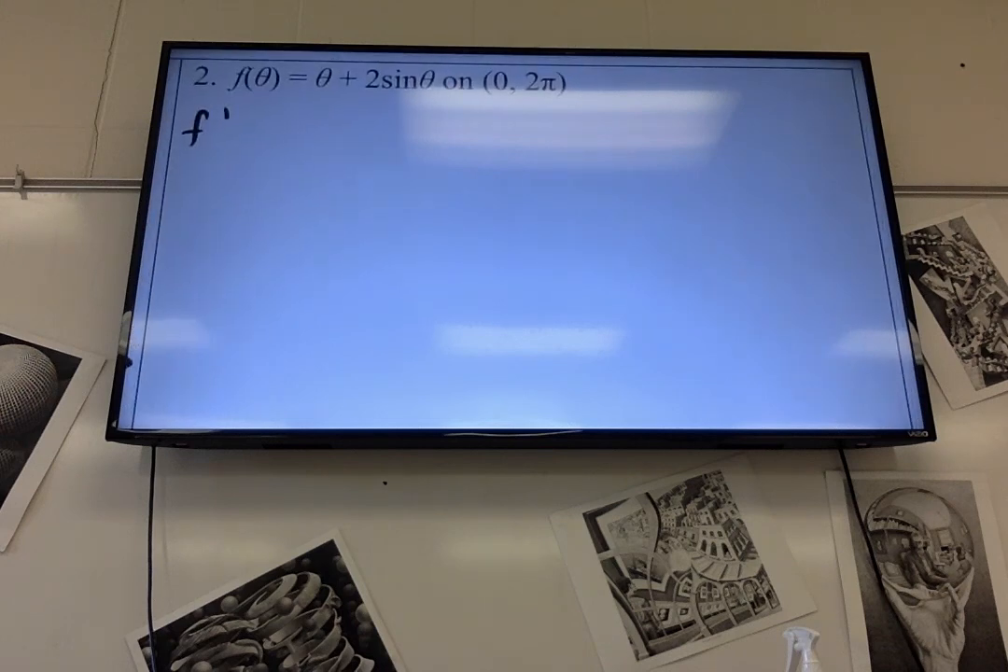So what's the derivative of x or theta? 1. If it was a number, it'd be 0. But it's a variable. And then the derivative of sine. Negative 2 cosine? No, it's just cosine. Helpful hint, and you'll find this out later.